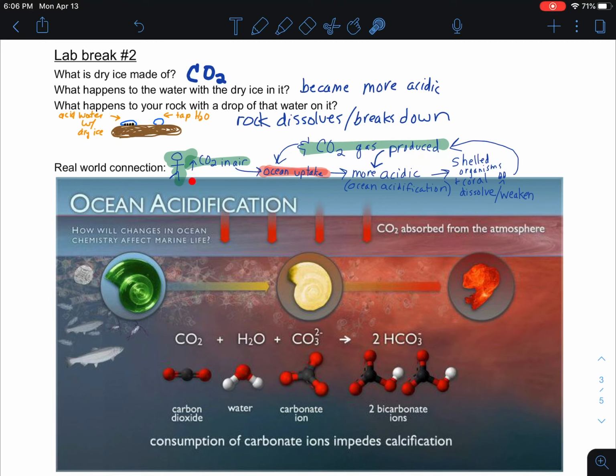So the more carbon dioxide we pump into the air, the more acidic the ocean becomes. The more acidic the ocean becomes, the less things like coral and shells can live in there.